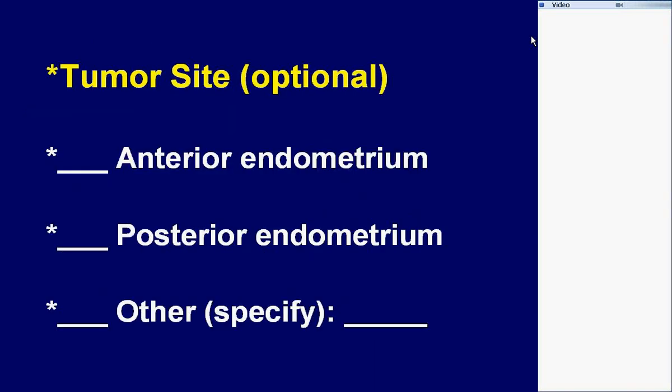The next category is the tumor site. And this is an optional criteria, whether it's on the anterior, posterior, lower uterine segment.